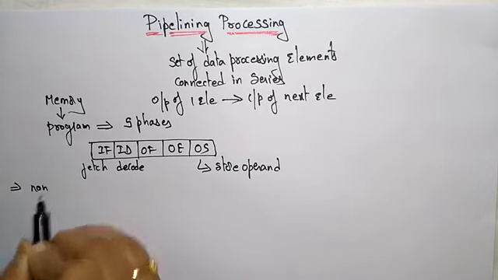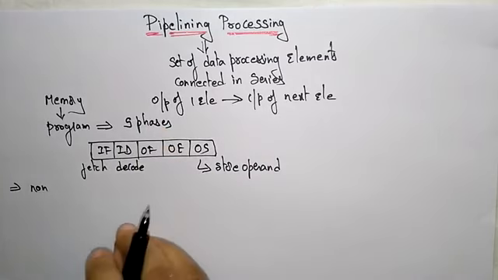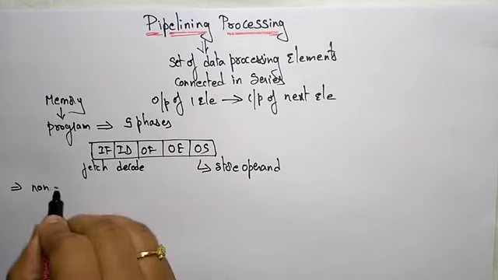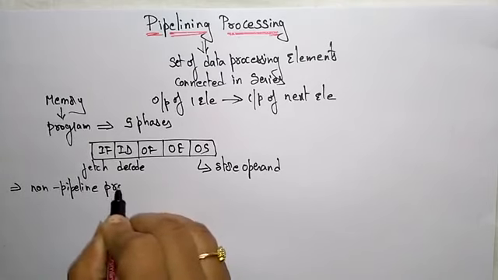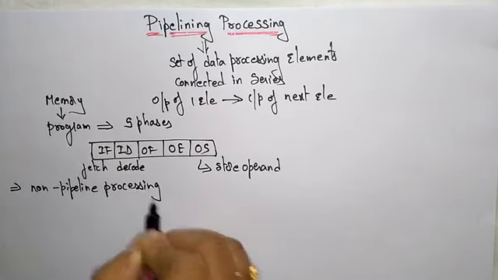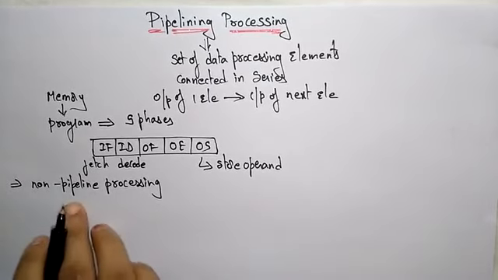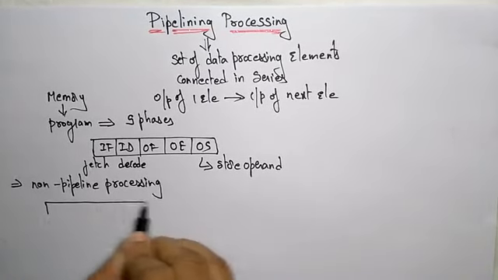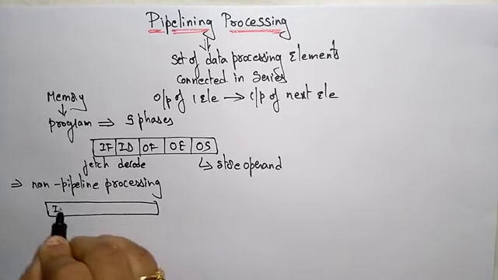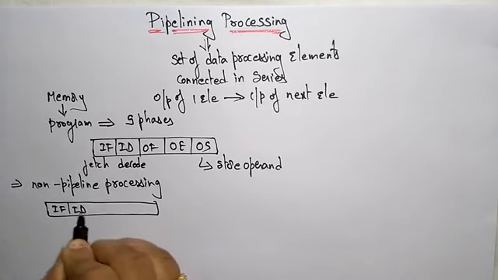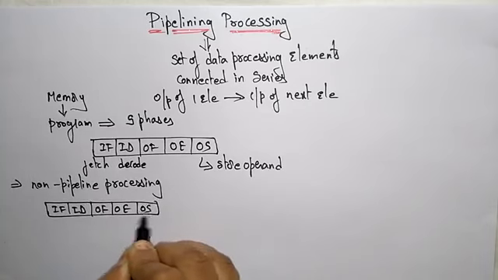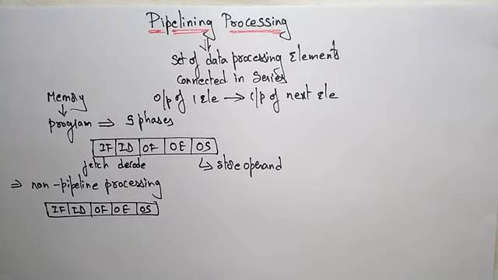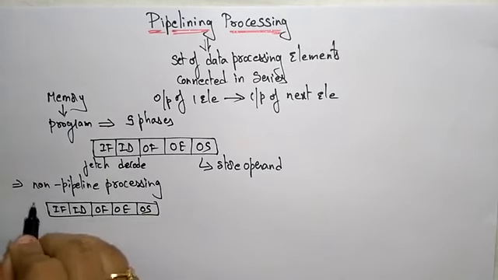Let us assume the instruction fetched from memory is executed in the non-pipelining process. How is the instruction executed in non-pipelining? First instruction fetch, then instruction decode, then operand fetch, operand execute, and then operand store. So one instruction is executed and stored in memory. This is instruction I.